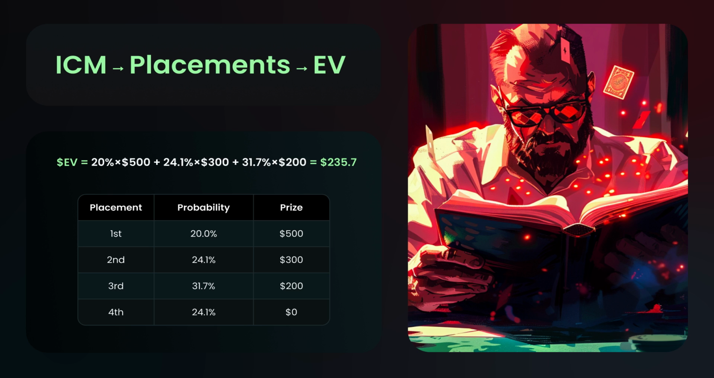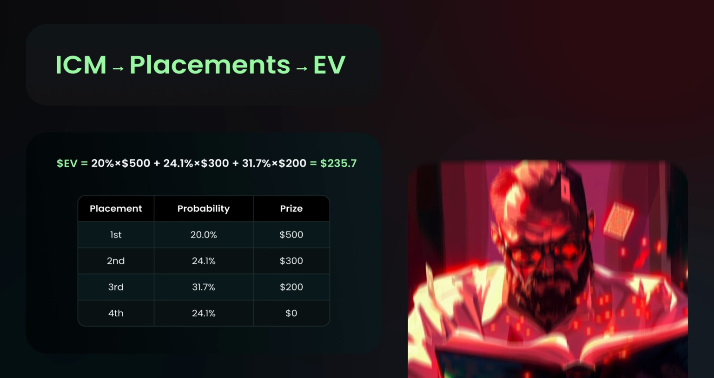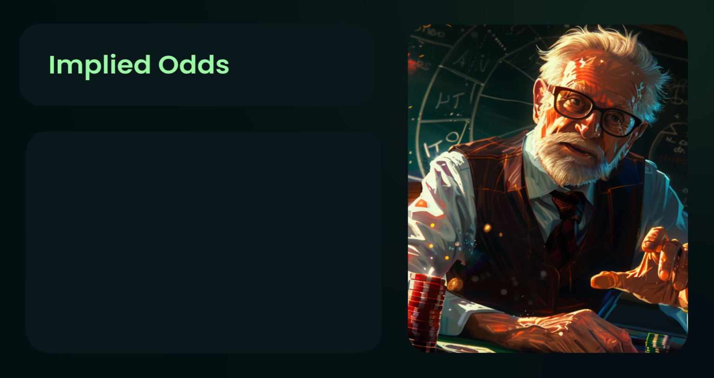So again, we're just breaking down, here's all the outcomes, here's the probability of those outcomes, and the value of those outcomes. Multiply them together, add it all up, and you find your true tournament equity is closer to $235.70. For this next example, I'll show you how we can use EV to calculate the implied odds of drawing.